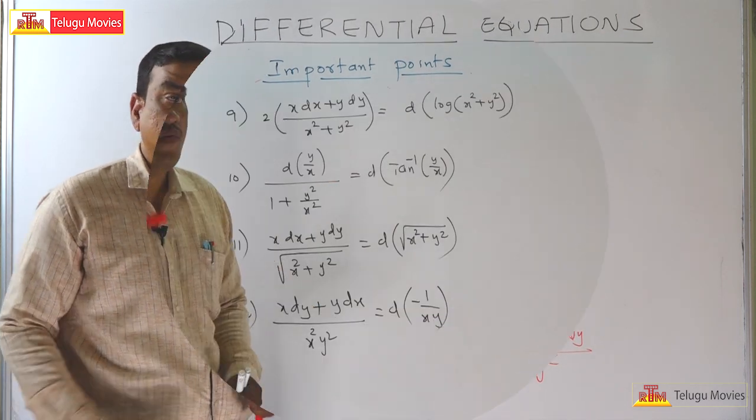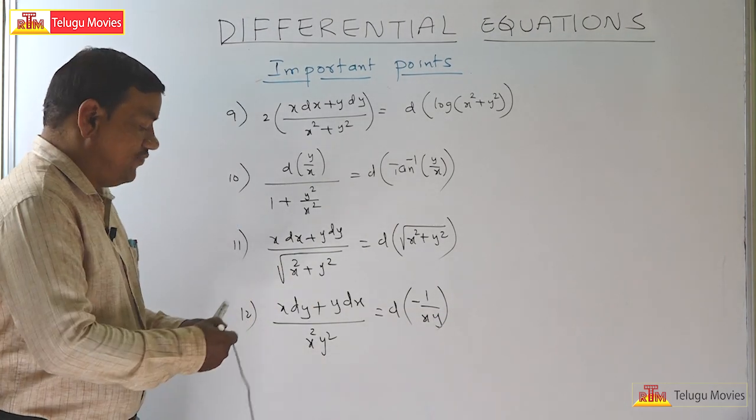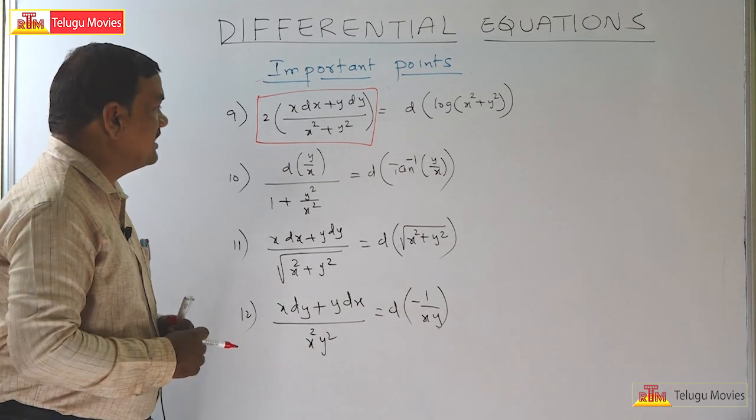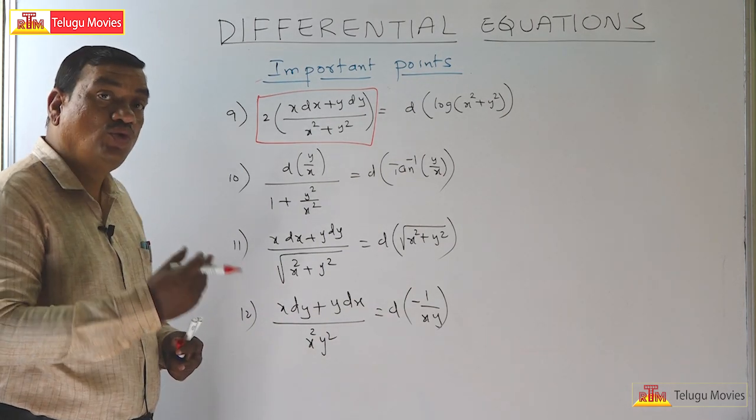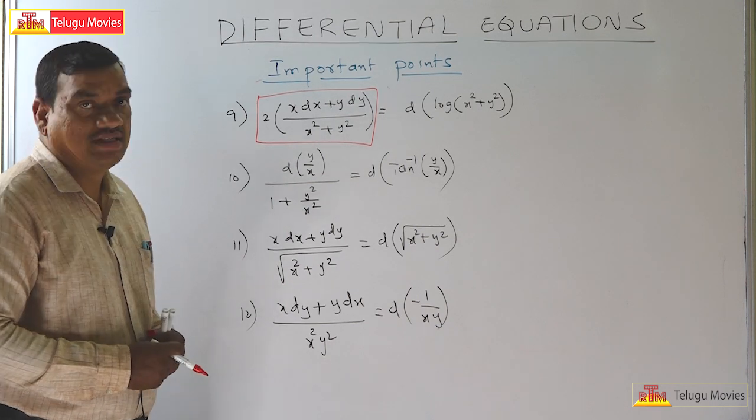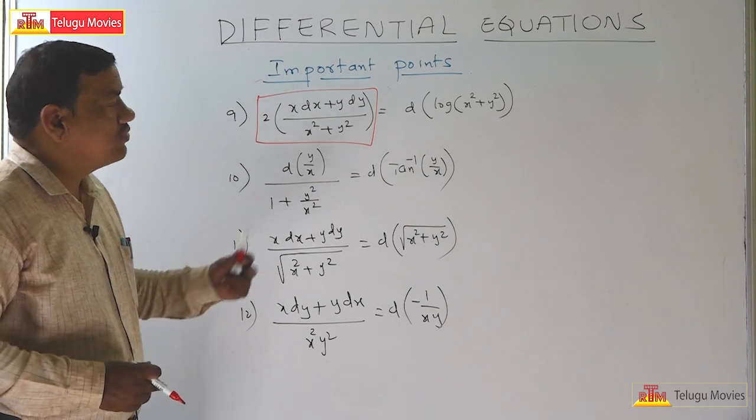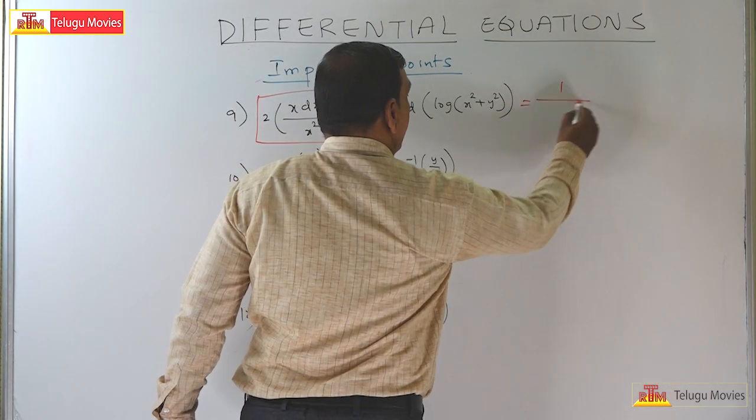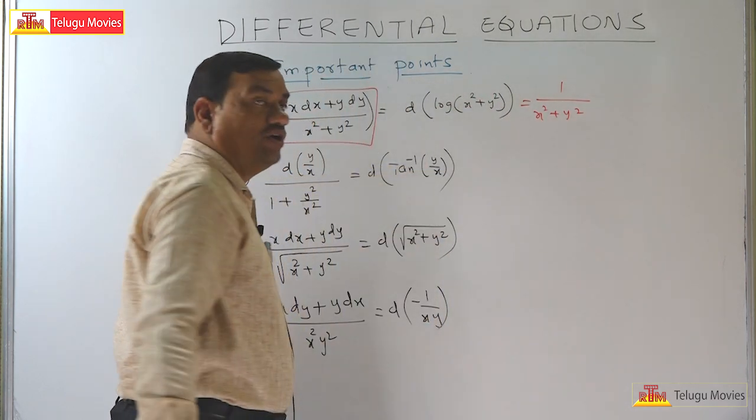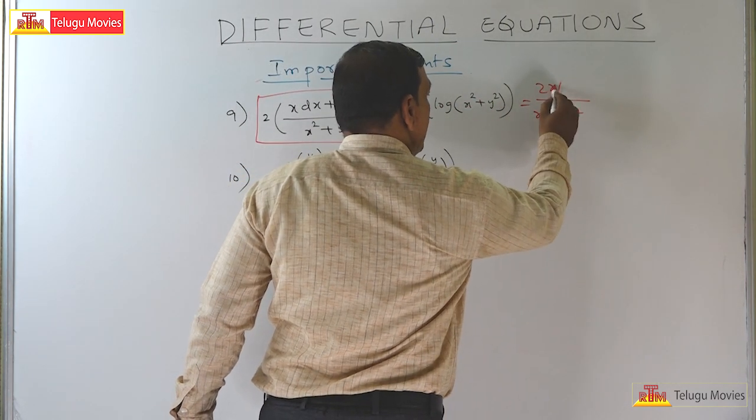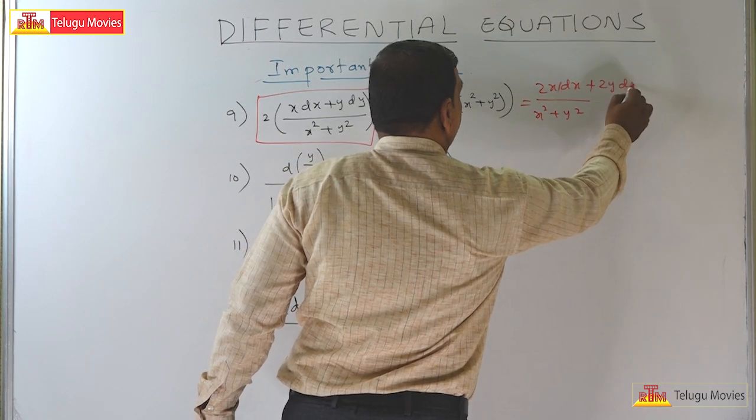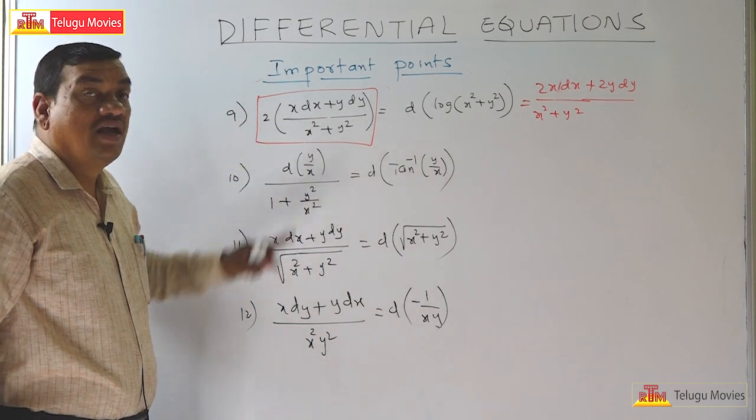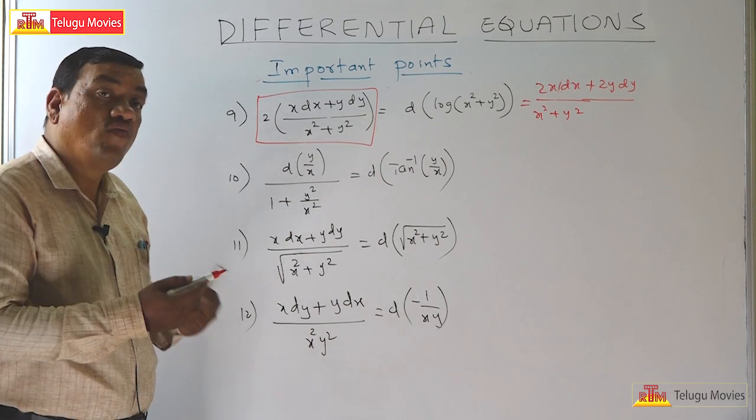So I will explain them. Okay. Welcome back. So let us see some more results. If you get this type of format, 2 times x dx plus y dy by x square plus y square, you can write it as the derivative of log of x square plus y square. Sir, why sir? What are the proofs, sir? So find the derivative of this function. What is the derivative of this function? 1 by x square plus y square. The derivative of x square is 2x into dx, y square is 2y into dy. Take 2 common outside, you will get this only. So 2 times x dx plus y dy by x square plus y square is equal to the derivative of log of x square plus y square.